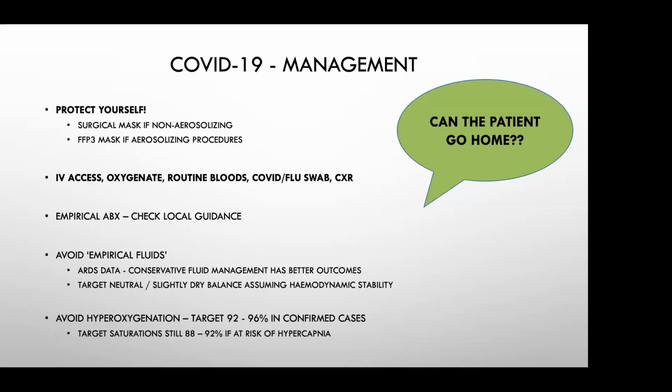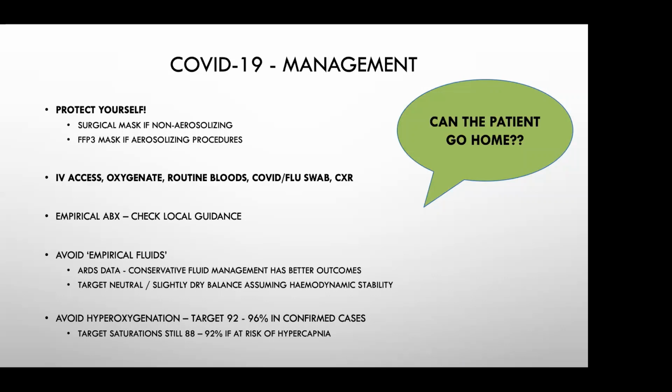Your patients that are at risk of hypercapnia, so this is the COPD, neuromuscular disease patients, obese patients who you've shown have a high bicarb, have a high PCO2, you should be targeting 88 to 92% with low thresholds for arterial gases.